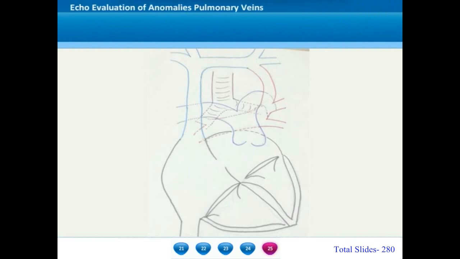A cartoon illustration of the commonest type of supracardiac TAPVC, where the confluence of the pulmonary veins, also called the common chamber, drains through a left vertical vein that courses anterior to the left pulmonary artery and drains into the left innominate vein.